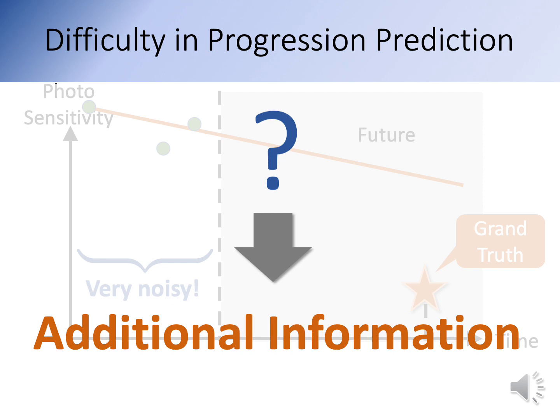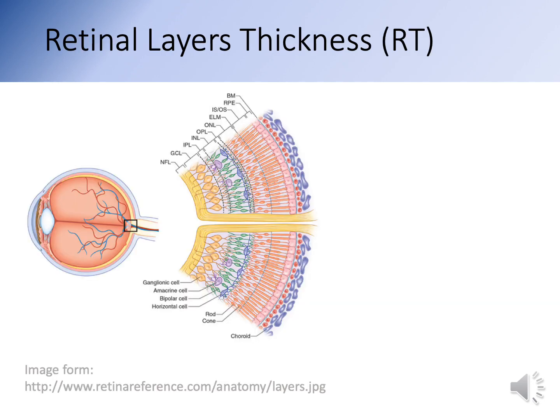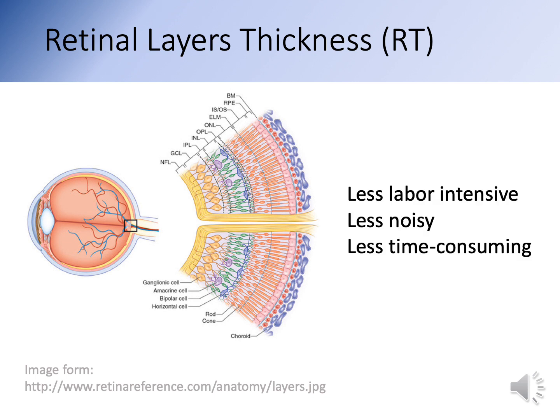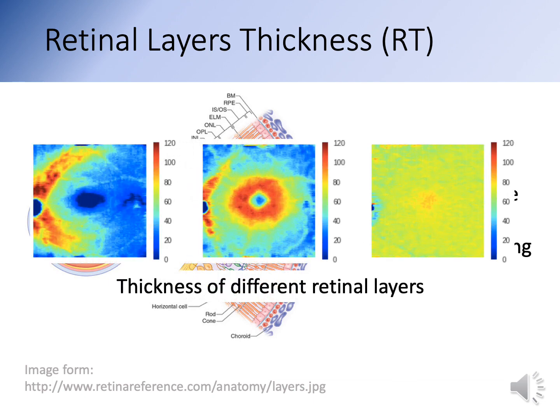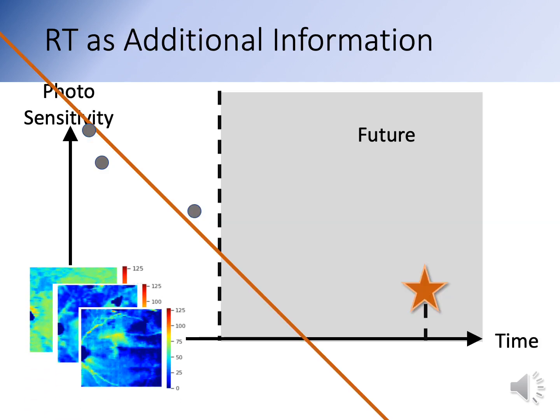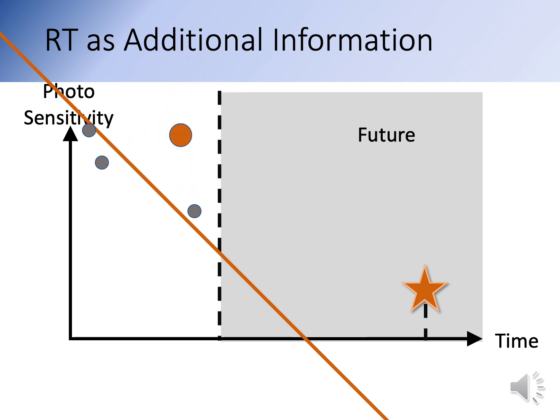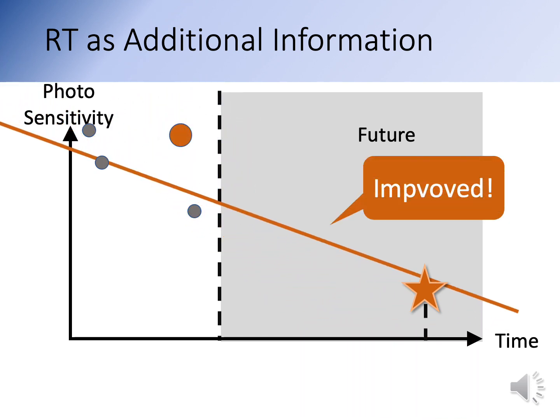Our solution is to utilize additional information. Retinal layer thickness can be used for additional information because glaucoma reduces retinal layer thickness. Recently, optical coherence tomography has been adapted to measure retinal layer thickness, which is less labour-intensive, less noisy, and less time-consuming than visual field testing using the Humphrey field analyzer. Retinal layer thickness measurements are obtained as images like these. If retinal layer thickness measurements are successfully integrated to photosensitivity measurements, prediction of future photosensitivity is expected to improve.